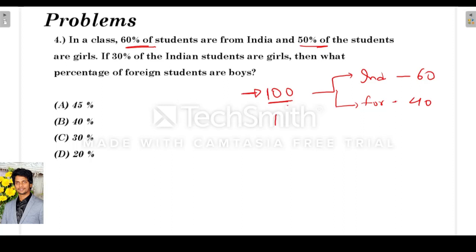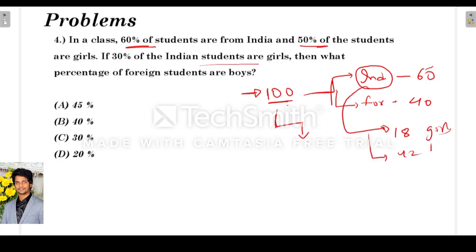And again they are telling, so this is division into Indian and foreign. Now girls and boys. So 30% of Indian students are girls. So they are telling 30% of Indian students are girls, right? So 30% of 60 is 18. So among Indian students, 18 are girls. So 42 are boys, right?